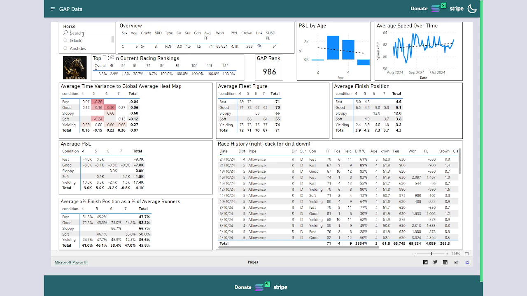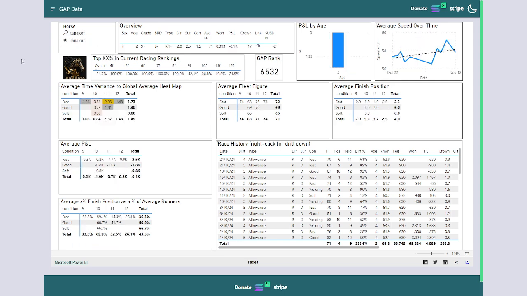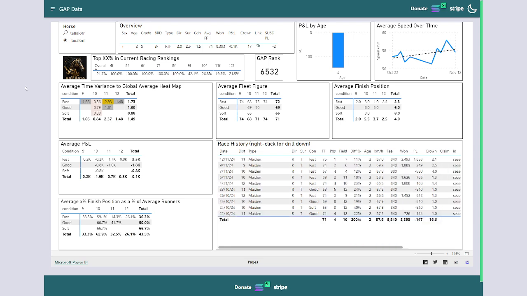Oh, perfect. I was actually curious about one. Let's have a look. Is this horse still racing? It's a 2-year-old, yes. Okay, cool. So I will guide you through the top. Let's go through the overview first.